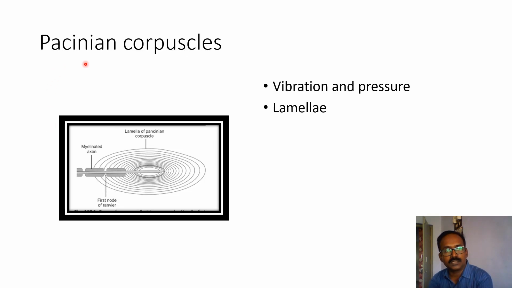The Pacinian corpuscle is the largest cutaneous receptor, a mechanoreceptor. It carries vibration and pressure sensation. It has concentric layers of lamellae like an onion. The central core of the axon is unmyelinated, and the peripheral axon has the myelinated part. The first node of Ranvier is also located inside the lamella. So the Pacinian corpuscle is used to demonstrate the receptor potential or generator potential for experimental purposes.